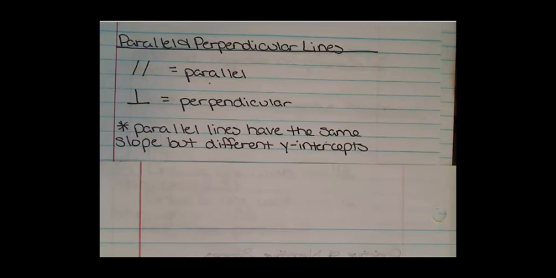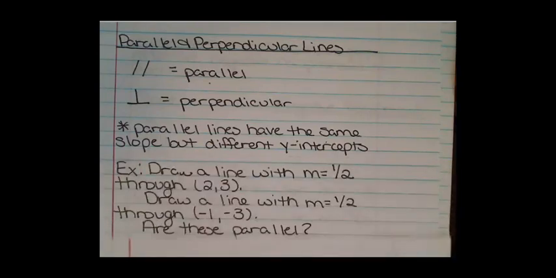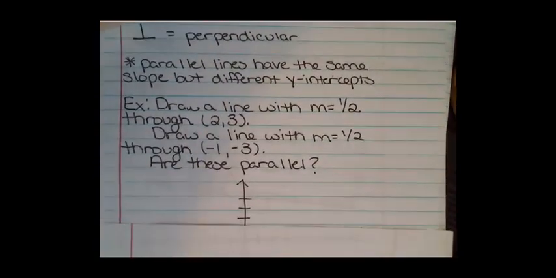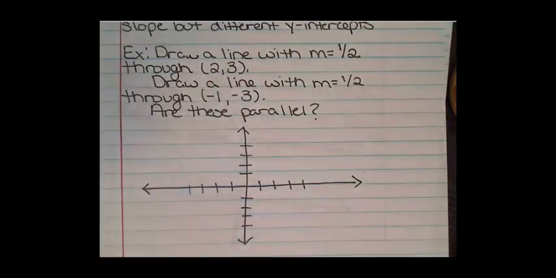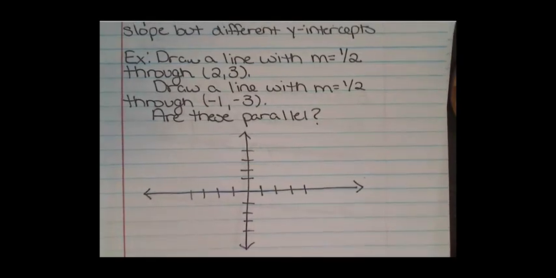Okay, so here's an example. And then there's the graph. And it says draw a line with a slope of 1/2 through the point (2, 3). And then it says we're going to draw a line with a slope of 1/2 through the point (-1, -3). And then we need to know if these are parallel. Based off of what I just told you, you should automatically know that these are parallel because they have the same slope, but we're still going to graph them so that you can see that.